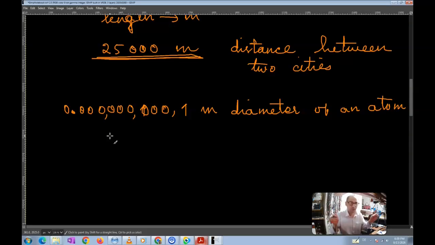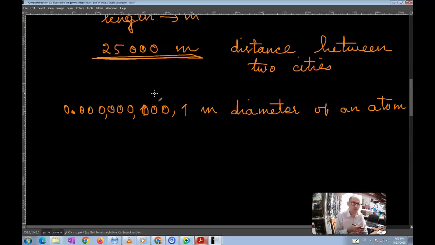So the 1 meter is divided into 1 billion, and of course 1 billion is a very large number. Divide the whole meter stick into 1 billion equal distances, and one of those tiny equal distances would be the diameter of an atom, just for the sake of this discussion. So this is a very large number, and this is going to be a very small number.